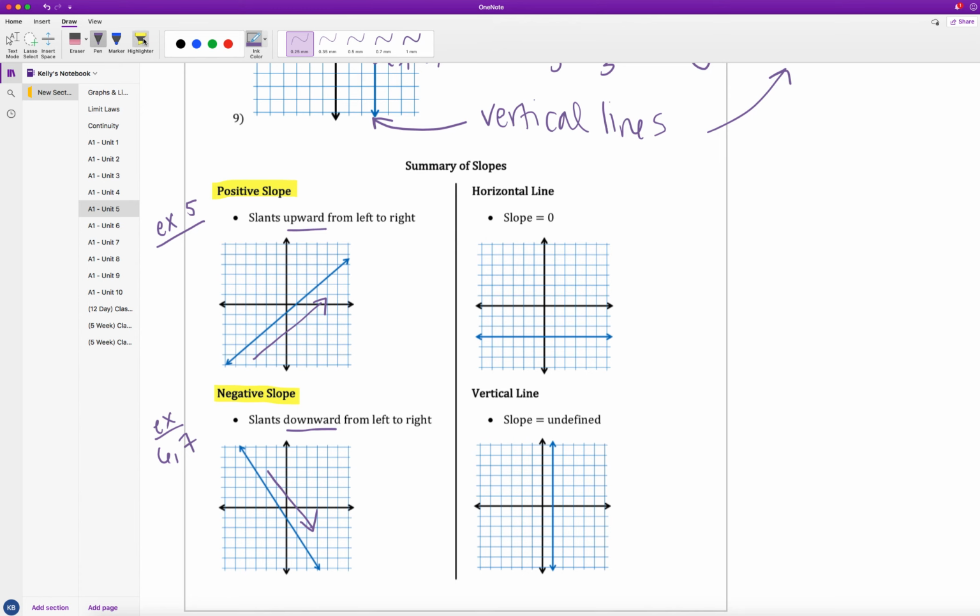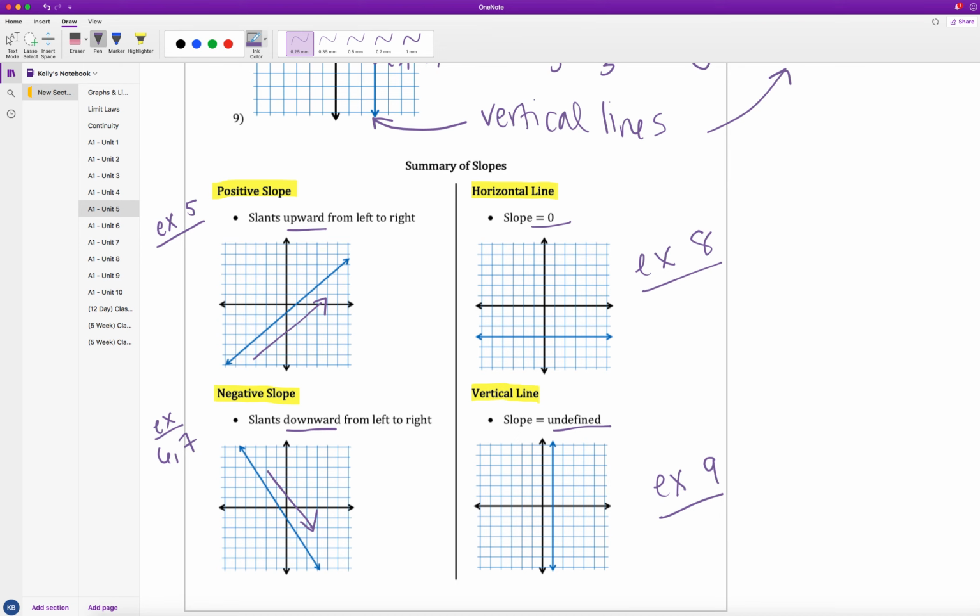Our 2 other cases are our horizontal lines, which happen when we have a slope that is equal to 0. So this was example 8 for us, was one of our examples that we saw. So any horizontal line will always have a slope of 0. And then our last type of slope is a vertical line, and vertical lines will always have slopes that are undefined, and we saw an example of that in example 9.